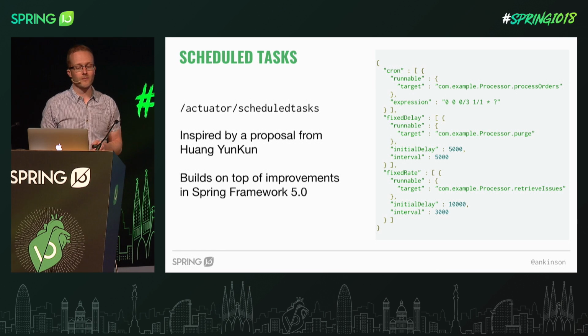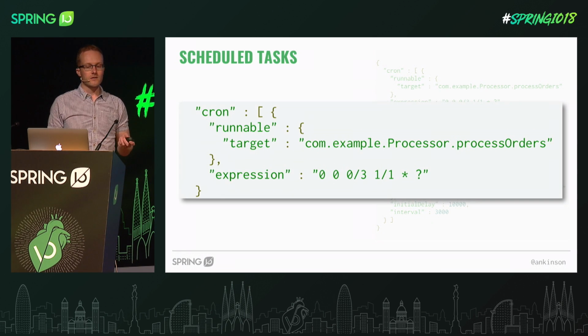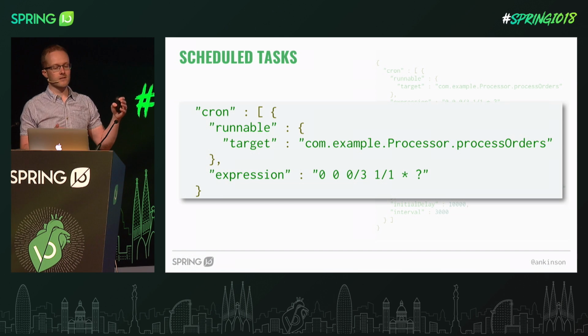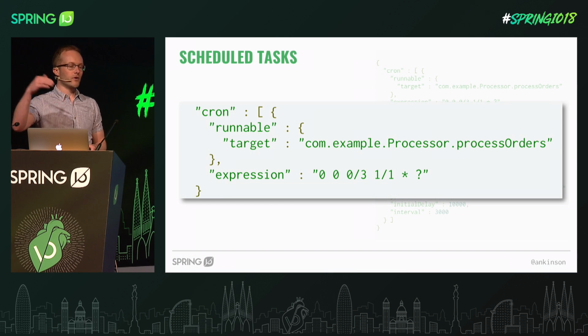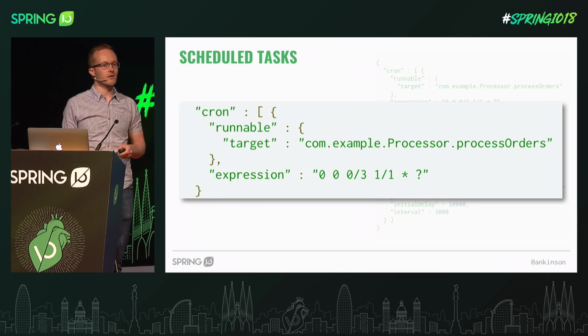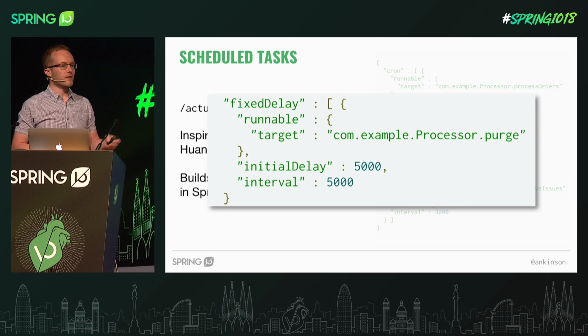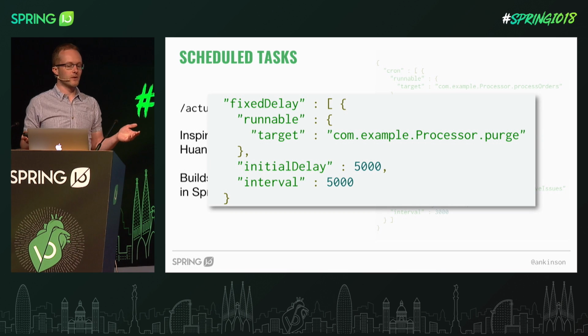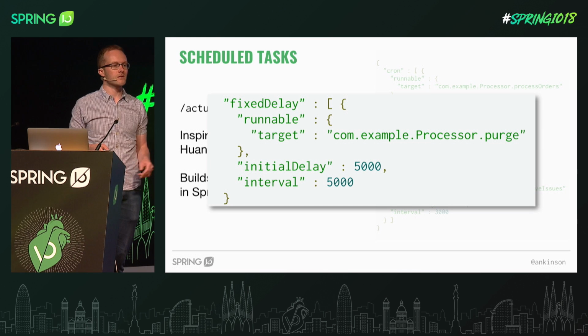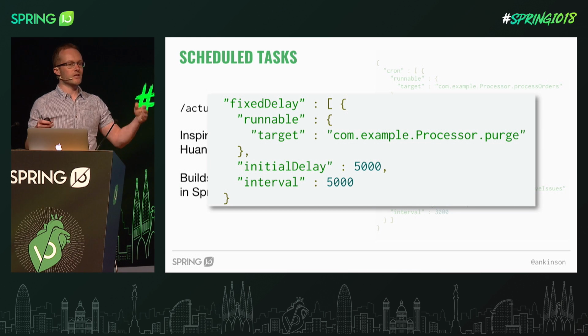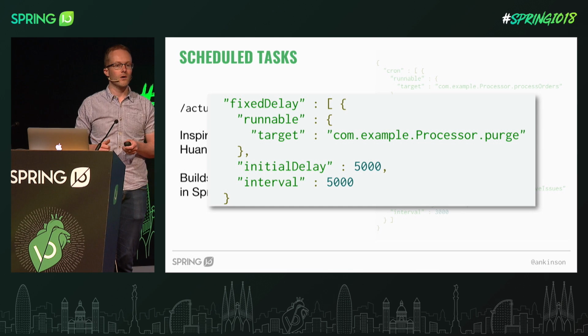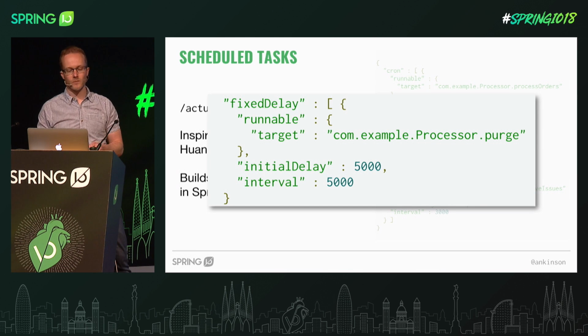Here's some sample output from the endpoint. You can see here, for example, a cron task. And the actuator will tell you, so the runnable target is the method that's going to be called, and then the cron expression controls the times at which it will be invoked. We also do the same for fixed delay and fixed rate tasks, displaying similar information: the method that will be called, the initial delay, and then the frequency. So if you've got an app running somewhere and you think a scheduled task isn't running, or you're not quite sure what's going on, the scheduled tasks endpoint is a useful way, hopefully, to introspect things and check that your scheduled task configuration is as you expected it to be.